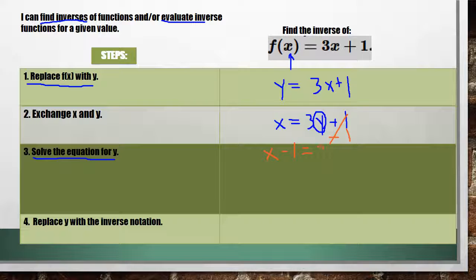Now the reason why I put it next to it is because I cannot subtract 1 from x. 1 is not an x, and I cannot subtract them. And that's kind of hard to see. Let's change it to purple.